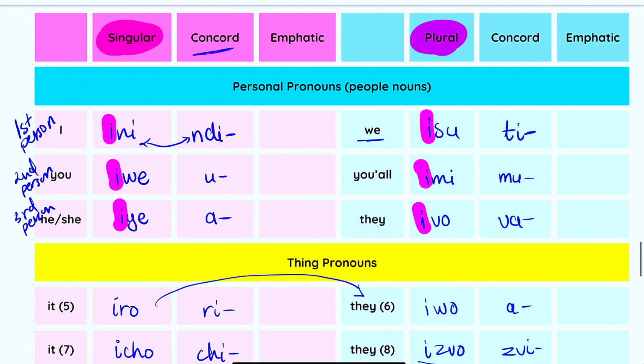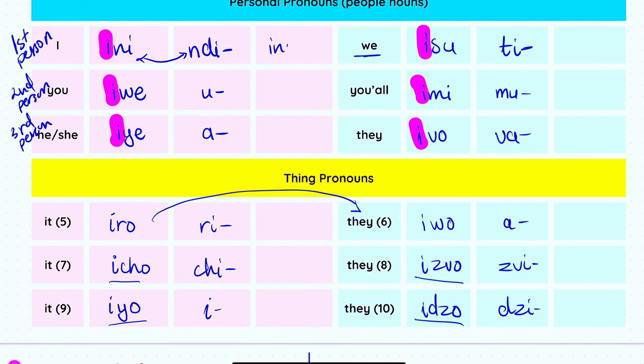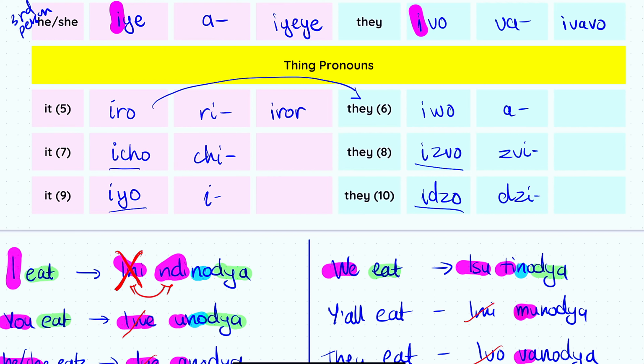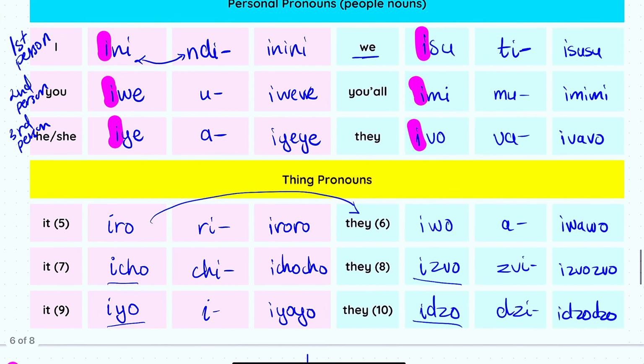So we can come to this table and add in the emphatic pronouns. So ini becomes inini, iwe becomes iwewe, iye becomes iyeye, isu becomes isusu, imi becomes imimi, ivo is special, it becomes ivavo, iro becomes iroro, icho becomes ichocho, iyo becomes iyoyo, iwo becomes, it's another special one, iwawo, izo becomes izozo, idzo becomes idzodzo. That's it for our absolute pronouns.